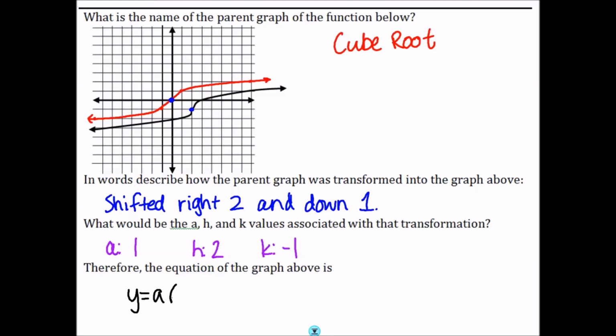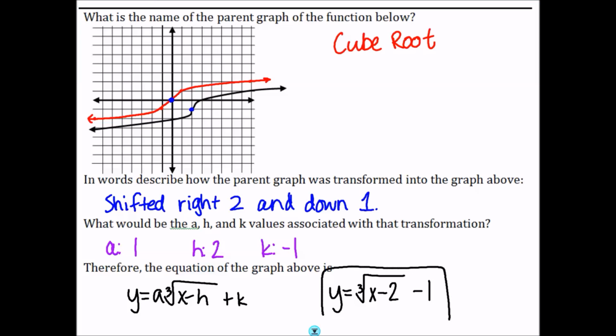The general equation for a cube root function is here. So we know that a is going to be in front of the cube root symbol, and since a is 1, if you write 1, that's fine, but you don't need to. h is 2, so we have x minus 2, and then k is -1, so we have -1 outside the cube root. So this is the equation of that graph. Now, you won't always be given all of these questions to help you figure out the equation, but you should ask yourself these questions as you're trying to figure out the equation.